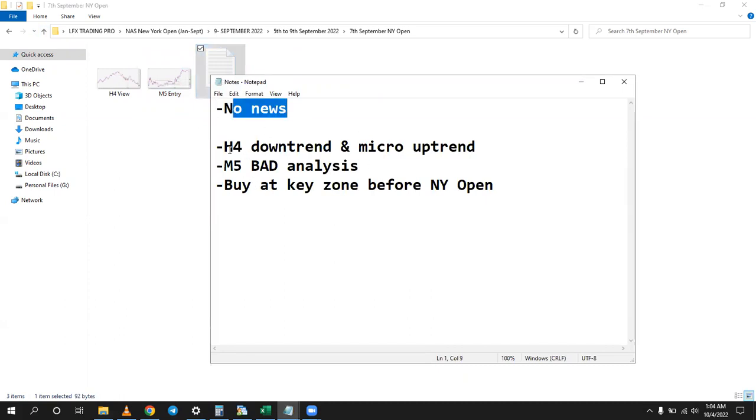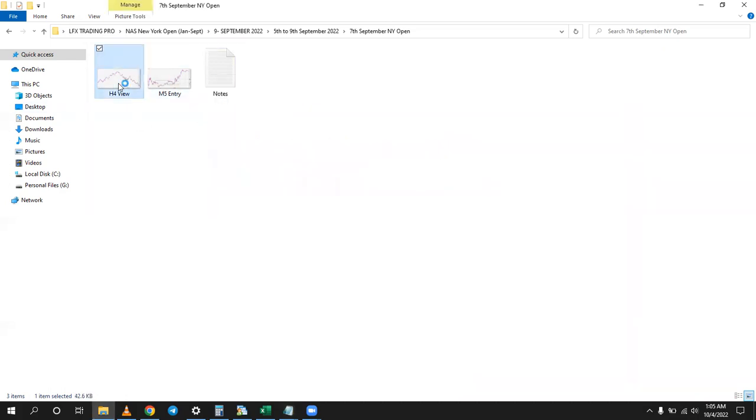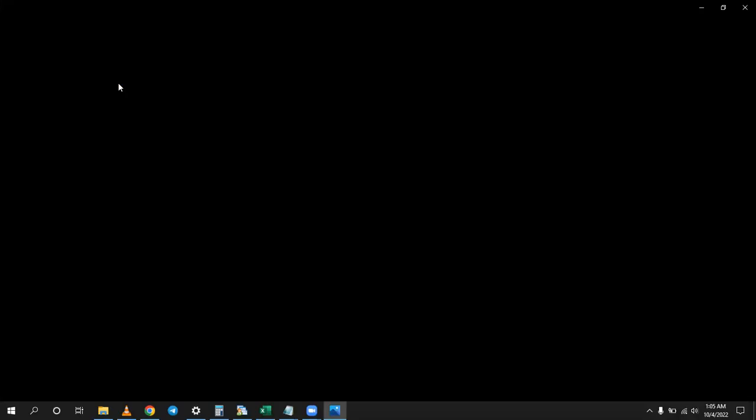So we had an H4 downtrend and a micro uptrend. So I think I explained this in the introduction. Now when you have a downtrend, sometimes you will notice price is retracing up. And during that retracement, that is where you can see a clear micro uptrend, right? That is what I was able to spot. Let me open the H4 view.